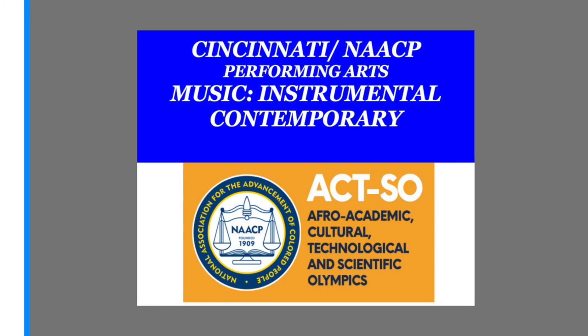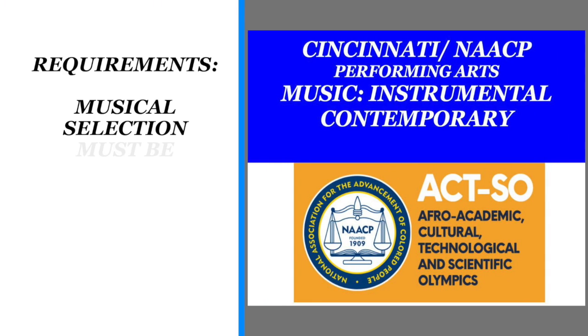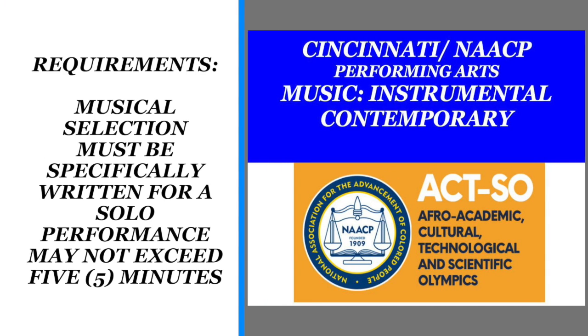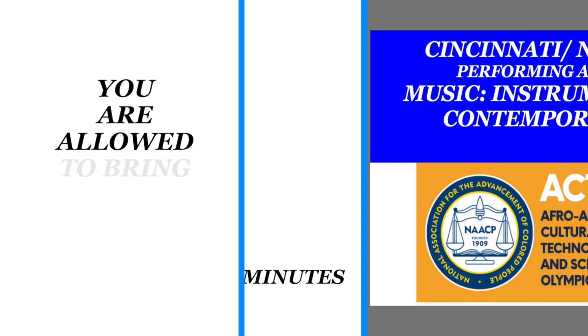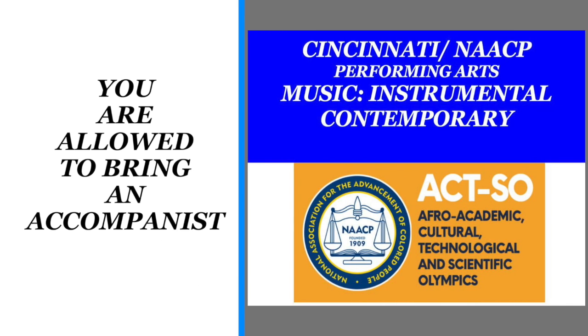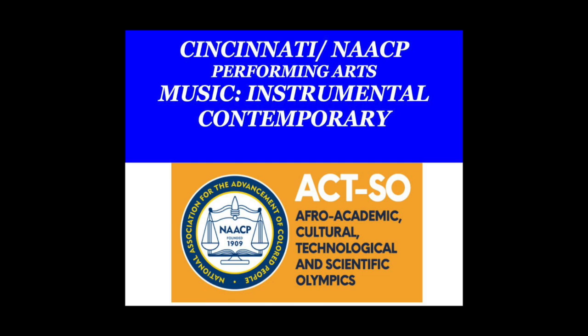Today I am here to talk to you about the requirements for the instrumental contemporary category for the NAACP ACT-SO competition. Your chosen selection must be written specifically for your instrument as a solo performance. Only one selection may be performed, and the performance may not exceed 5 minutes. You are allowed to bring an accompanist. Choose a selection that you have spent many hours perfecting in order to present it in an outstanding manner.